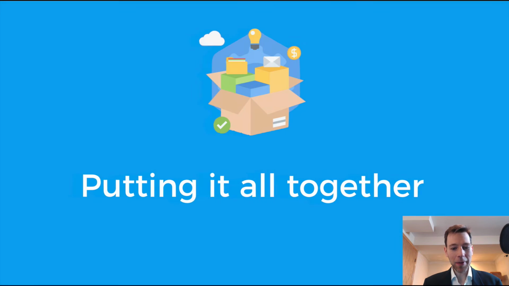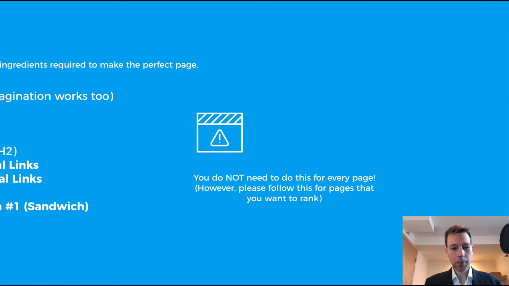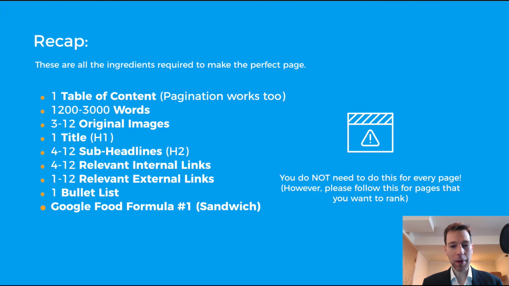So let me show you an example of how we could put it all together. Now, here's a quick recap right before I'm going to show you the examples. One table of content, 1,200 to 3,000 words, 3 to 12 original images, one title, 4 to 12 subheadlines. So these are H2s, H3s, H4s, 4 to 12 relevant internal links, 1 to 12 external links, one bullet list or table, and apply the Google Food formula. So they're putting a subheadline, piece of content, and an image.